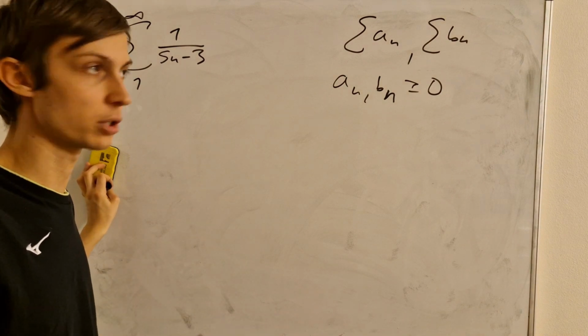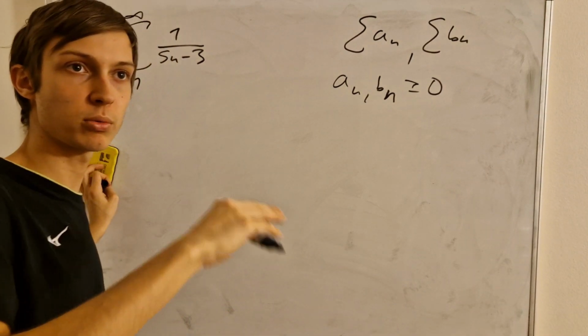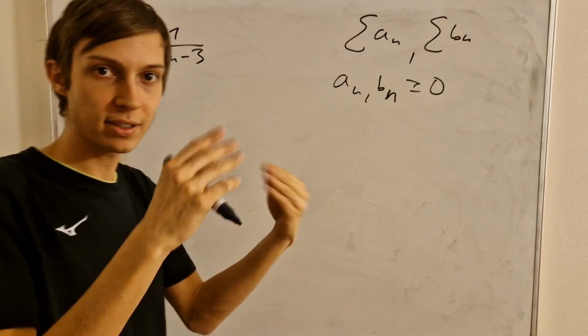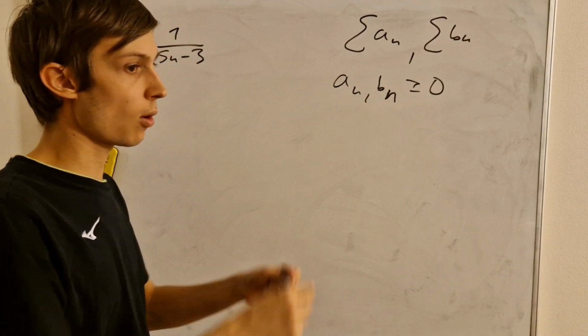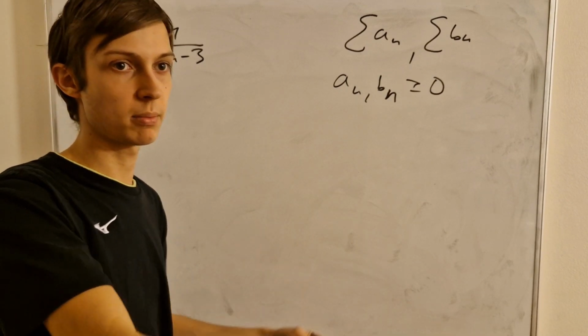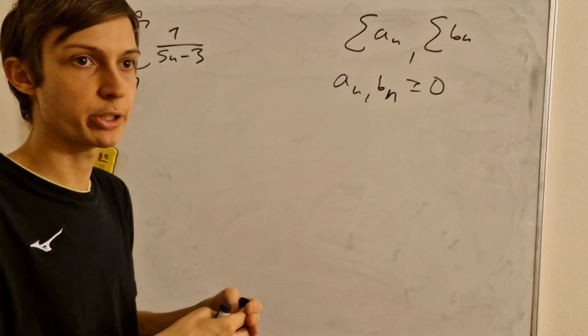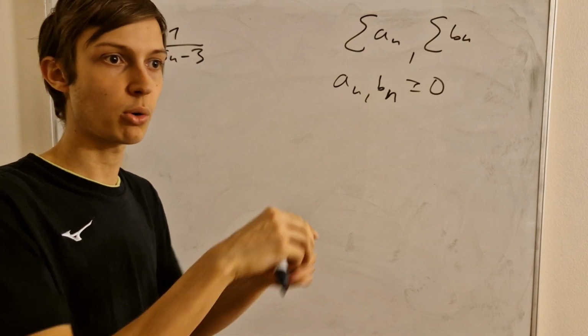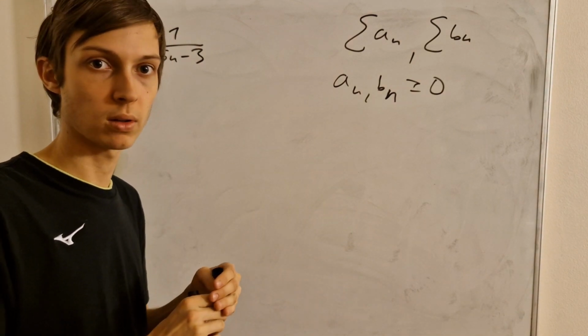That's the first condition. So the sequences behind the series, the terms, all of the terms must be bounded by 0 from below, and therefore the series, when we add all these terms, will be bounded by 0, y equals 0, or in other words the x-axis from below as well.